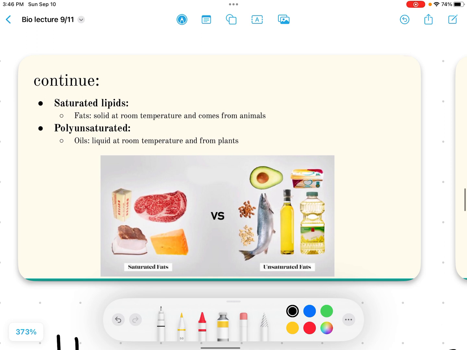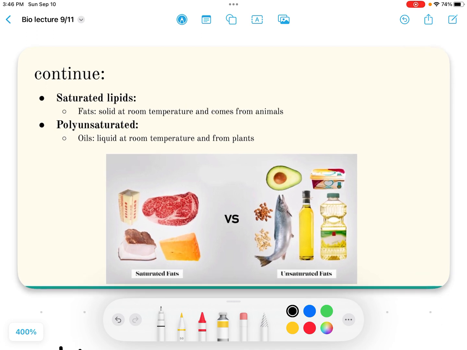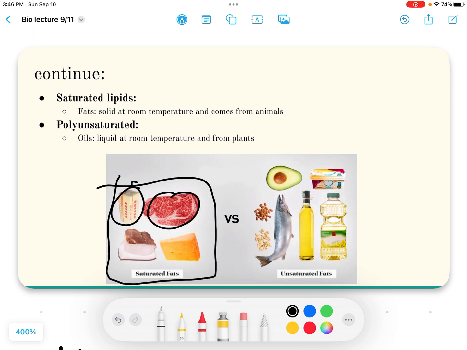Now, there are two types of fats. We have saturated lipids and polyunsaturated. So saturated lipids are fats which are solid at room temperature, and those generally will come from animals. So that's what these guys here. So things like the fat on steak, butter, and cheese, those are going to be your saturated fats.